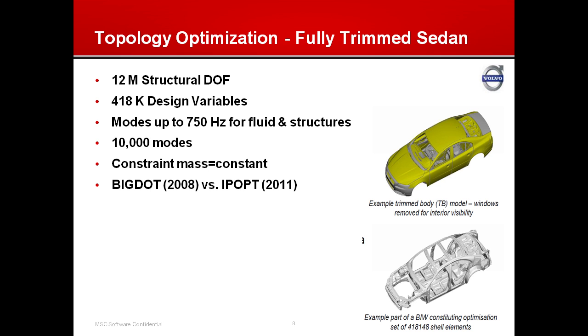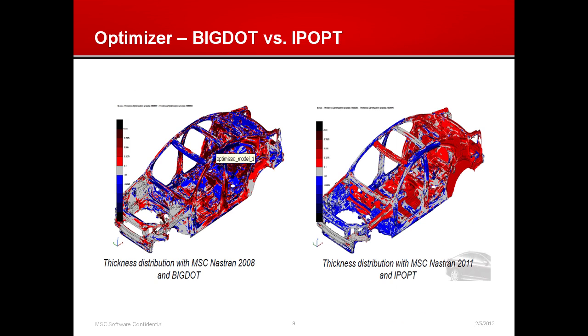We replaced the kernels of our system, going from BIGDOT to IPOPT, which improved not only the performance of the system but also gave us better results. We got smoother results in terms of what the thickness distribution should be, and that allows you to take that information and utilize it in your designs to get a manufacturable type solution.